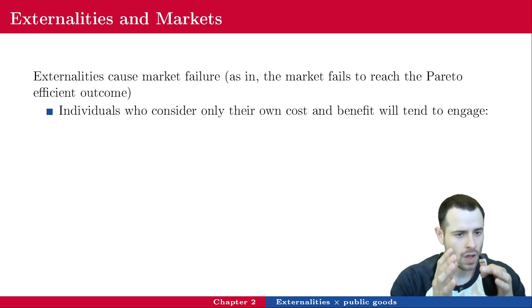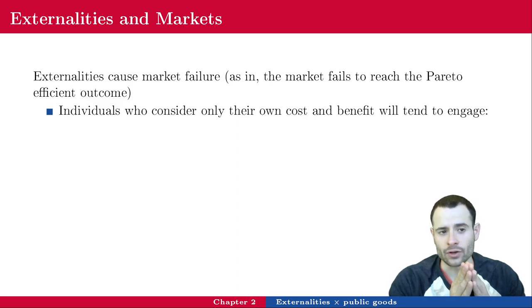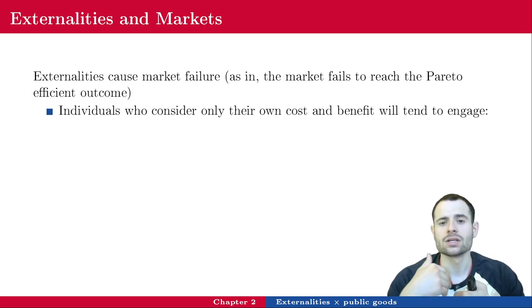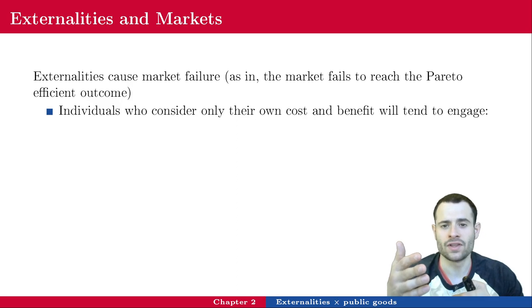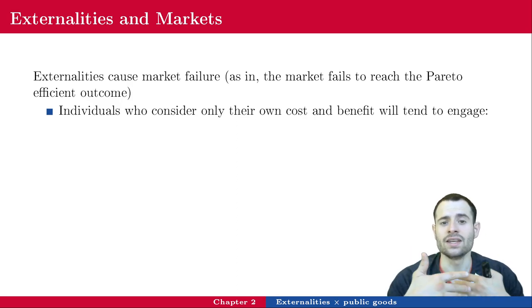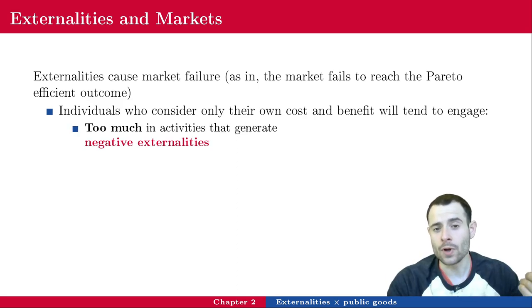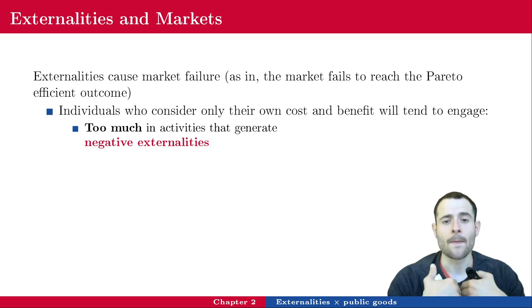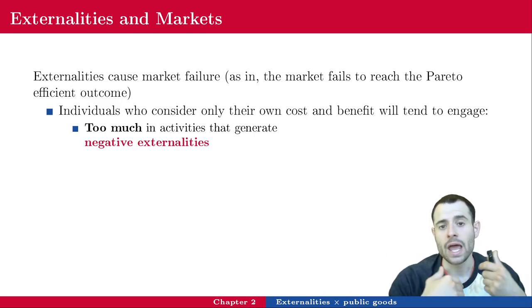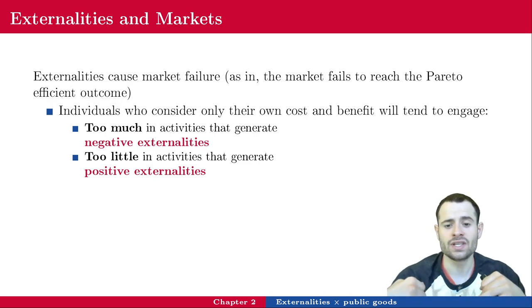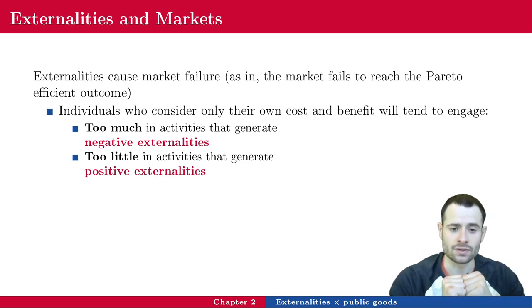Now, externalities cause market failure, as in, the market fails to reach the Pareto efficient outcome. So what we're going to see now is, what is the market equilibrium if there are externalities, and why is it inefficient? The idea is that individuals who consider only their own cost and benefit will tend to engage too much in activities that generate negative externalities, and of course, too little in activities that generate positive externalities.